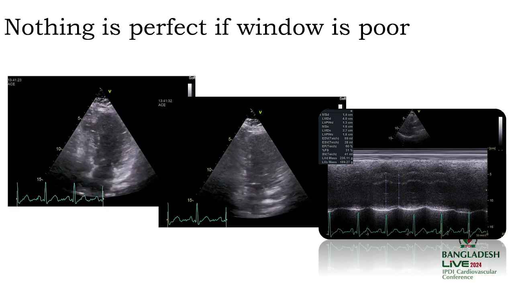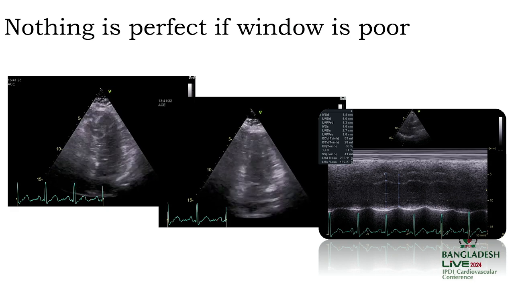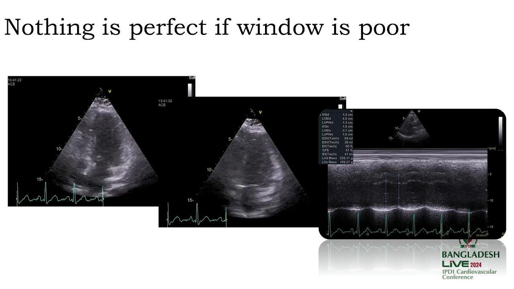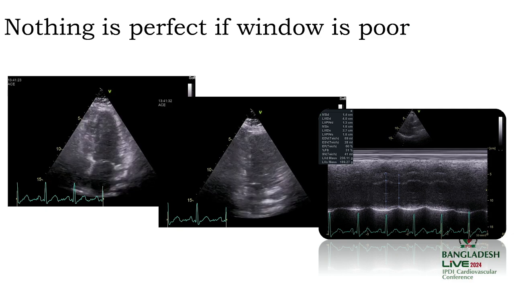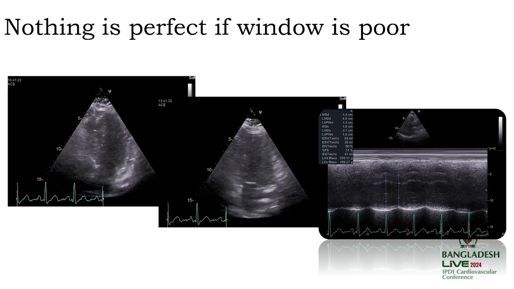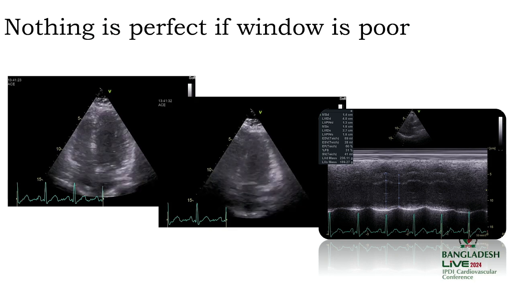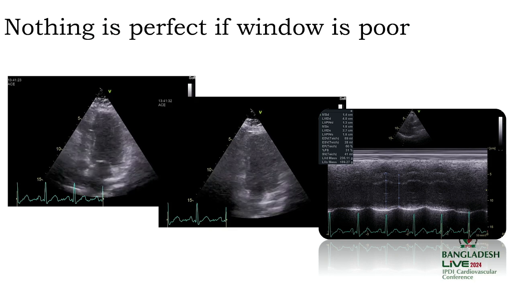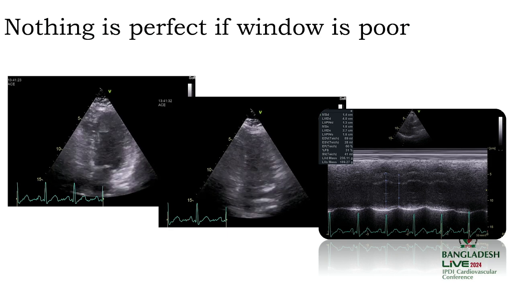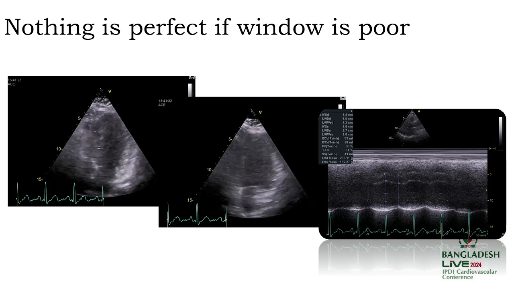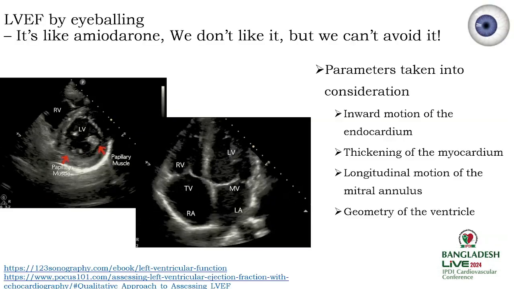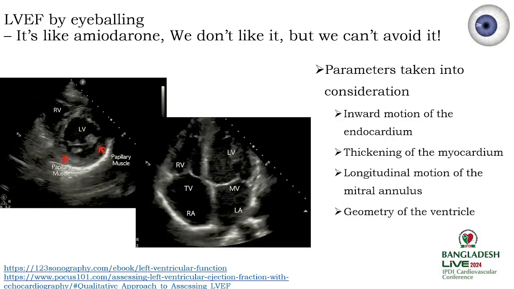Nothing is perfect if the window is poor. Like this one, look at this, the endocardial border delineation is poor. And what should I do? Should I do 2D? Should I do Simpson's method? Because endocardial border delineation is virtually impossible with this window. So all the books are silent, all the guidelines are rather silent. They are tactfully bypassing this issue. They are fond of Simpson-based ejection fraction or 3D-based ejection fraction. But what to do with these cases, they are not dealing with much.